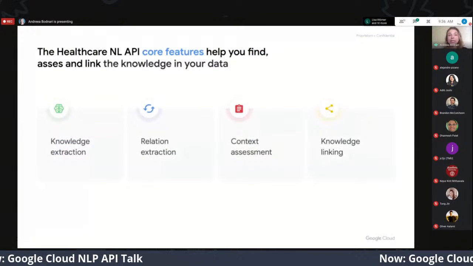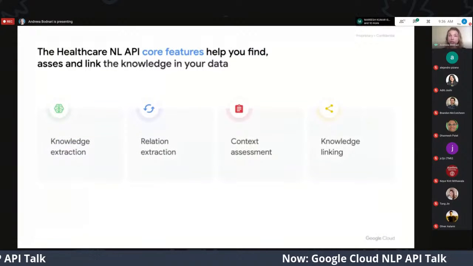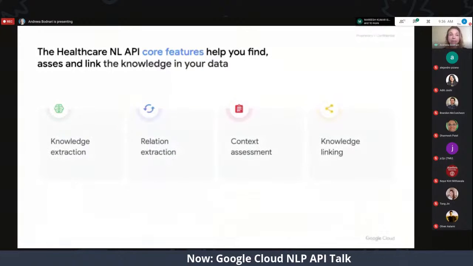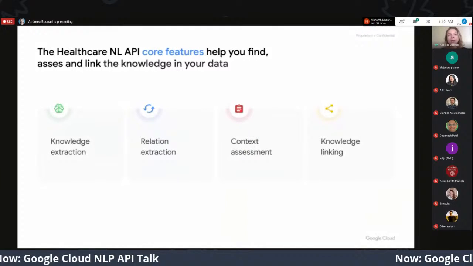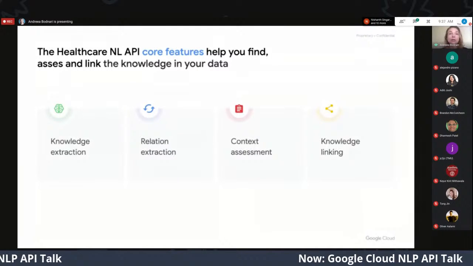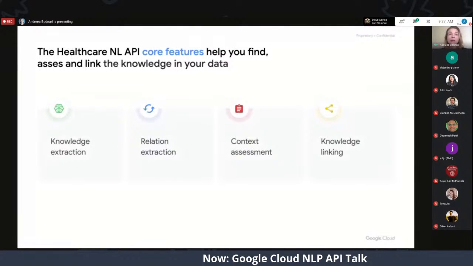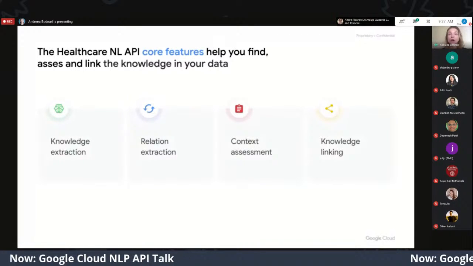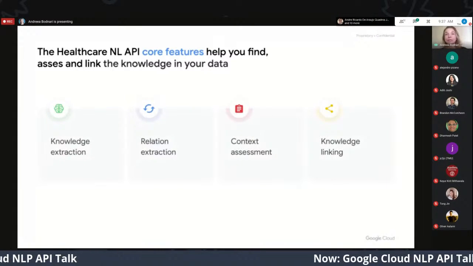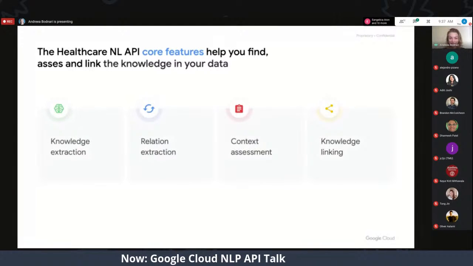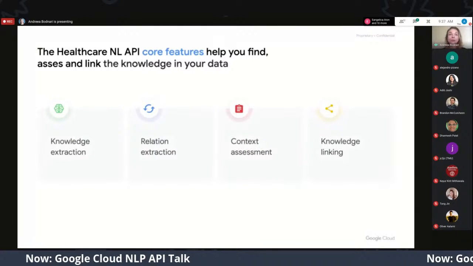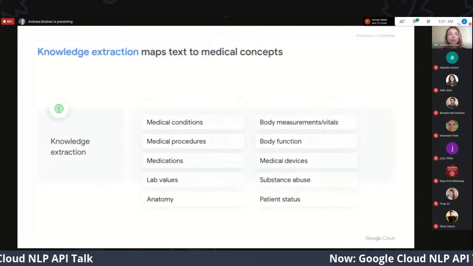The Healthcare Natural Language API consists of 4 core features that help you find, assess, as well as link the knowledge in your data. There we have a module for knowledge extraction, one for relation extraction. We also have a module for context assessment. And last but not least, a module for knowledge linking. I'm going to walk through the details of each of these modules.